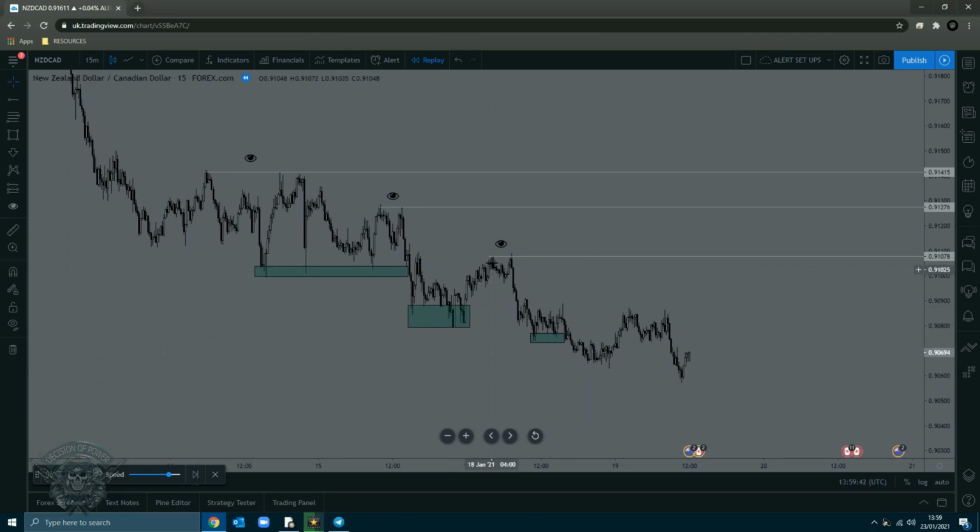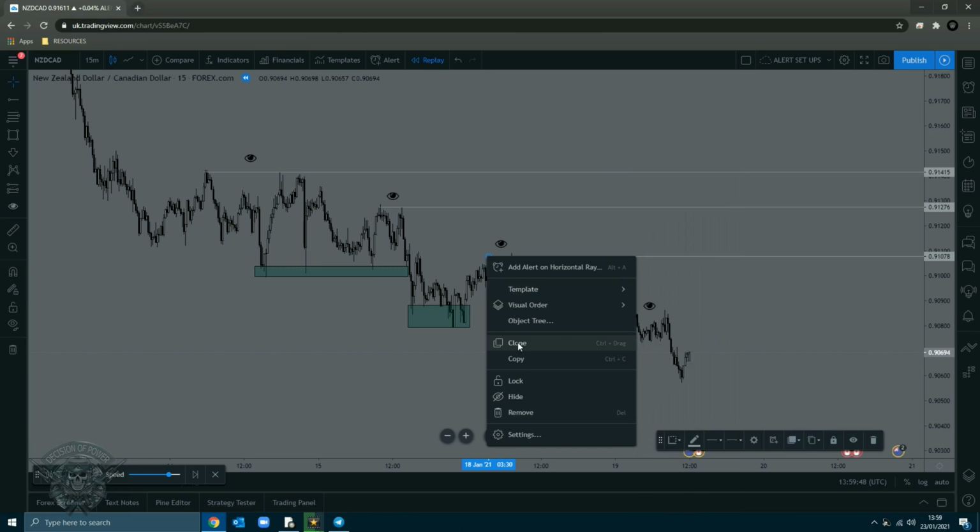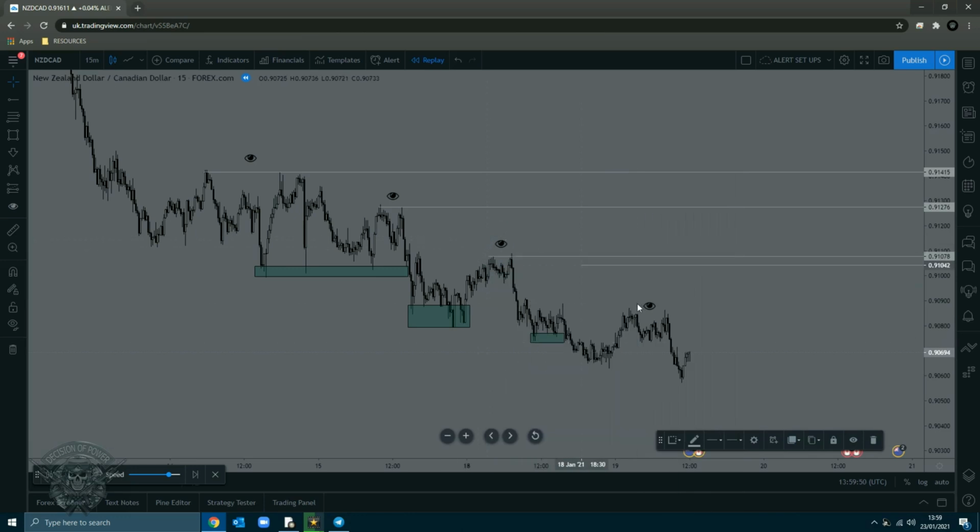Alright, pay attention now, we're still getting highs here. Again, we're getting more sellers in the market. Stop loss is sitting above here.